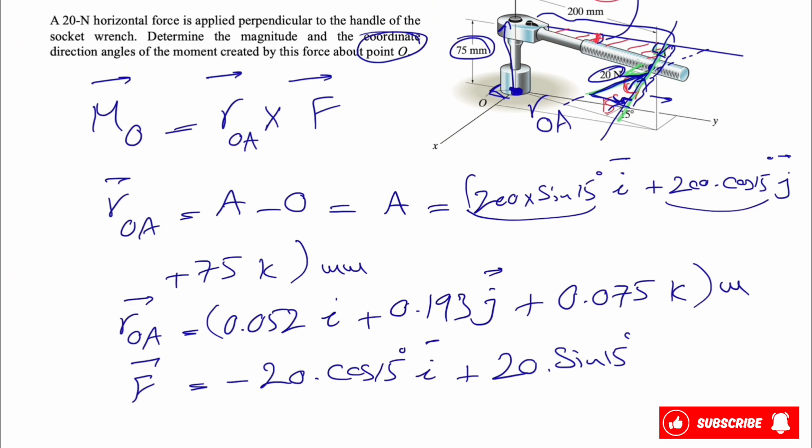And as we can see, the force F is in the xy plane. There is no z component. We are at the same level of 75 millimeter on the z axis, so that's why we don't have any z component. So that was the main part of this question.